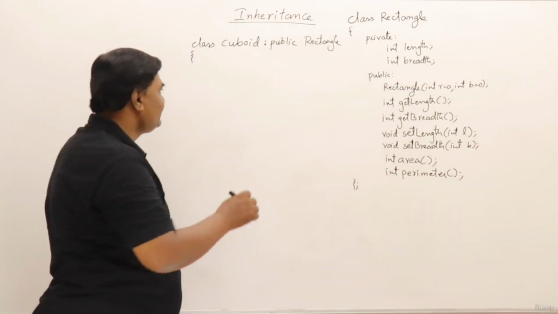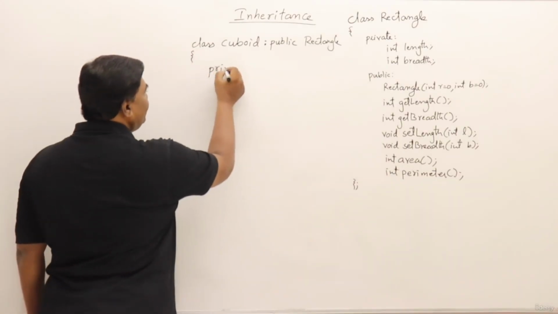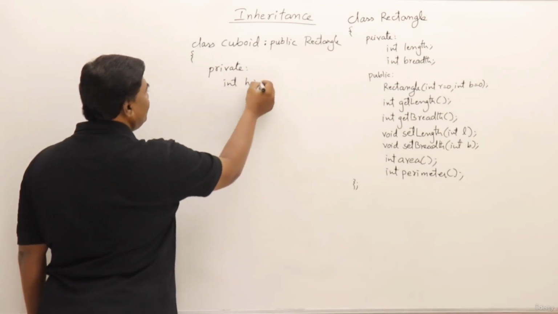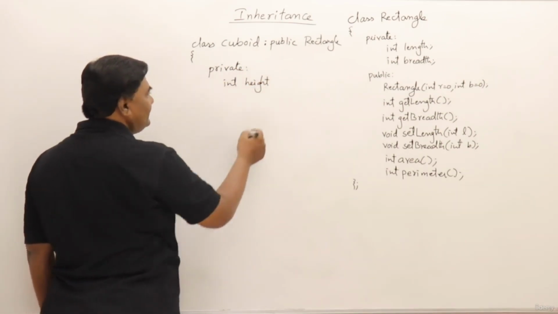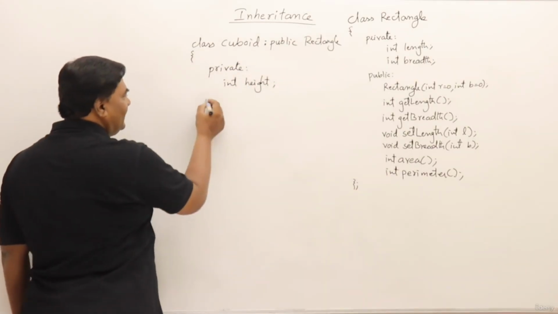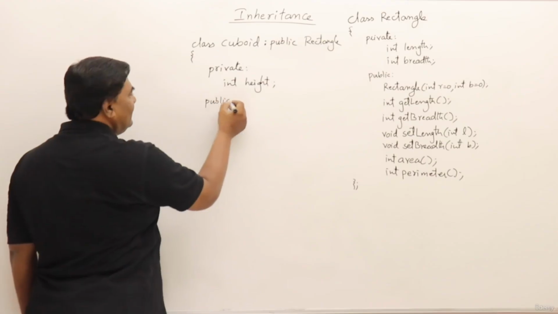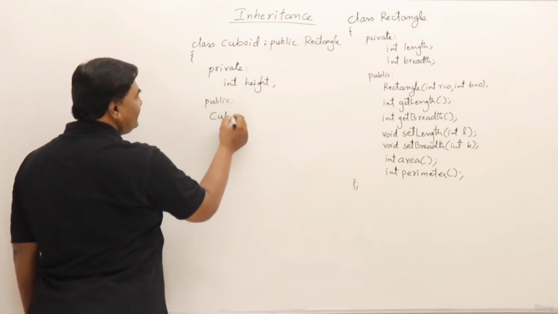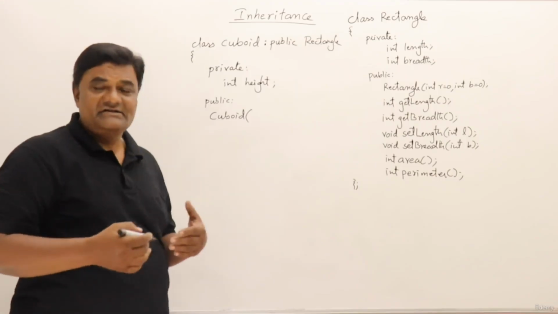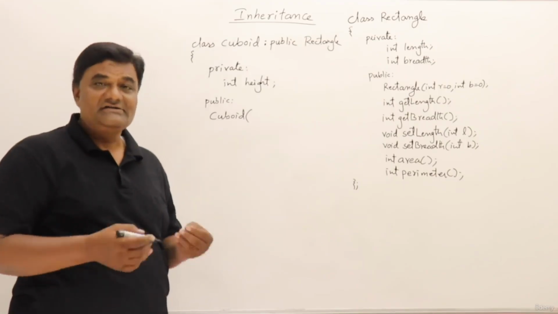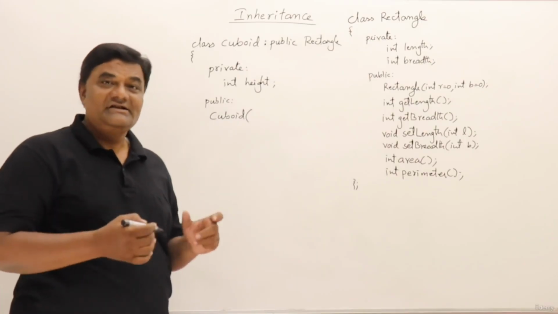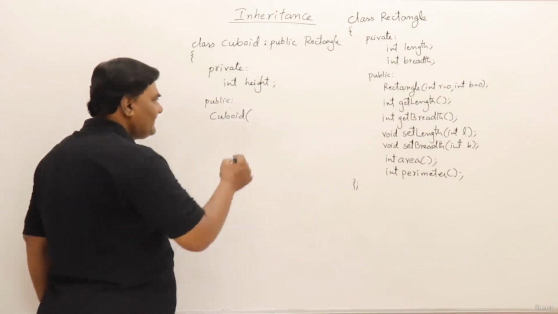Now what are the members in this one? So I will take private data members, integer height. Yes, this is sufficient. So already length and breadth it is getting from rectangle and it's having its own height. Then public, inside this the first thing is constructor. Now this constructor, I can write various constructors, that is a default constructor, that is non-argument constructor. I will write a parameterized constructor which is taking default arguments.